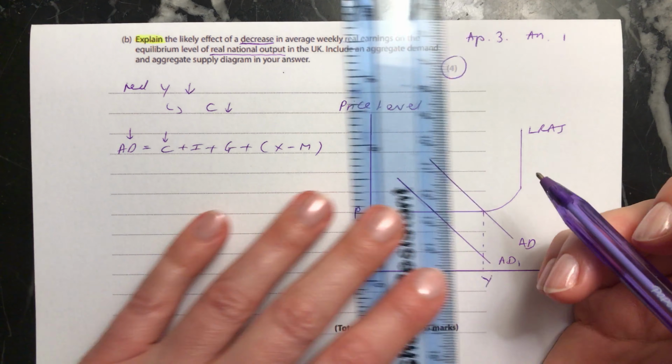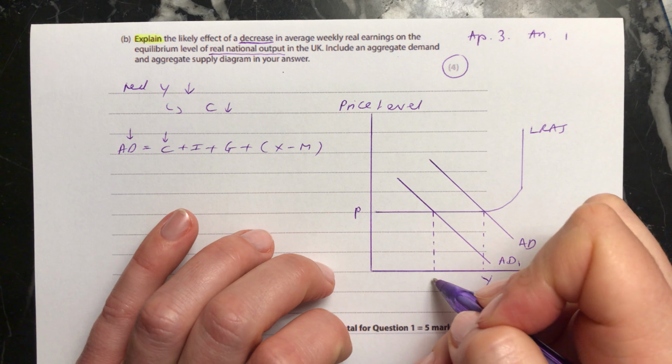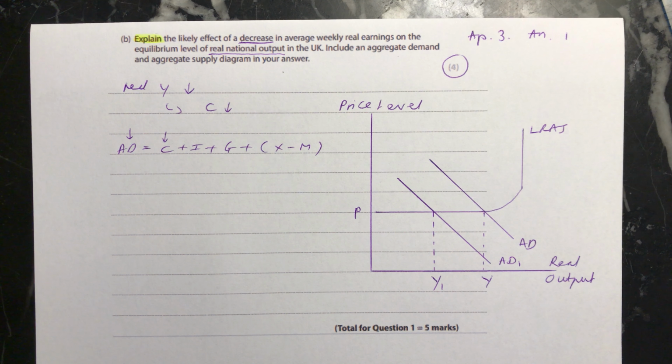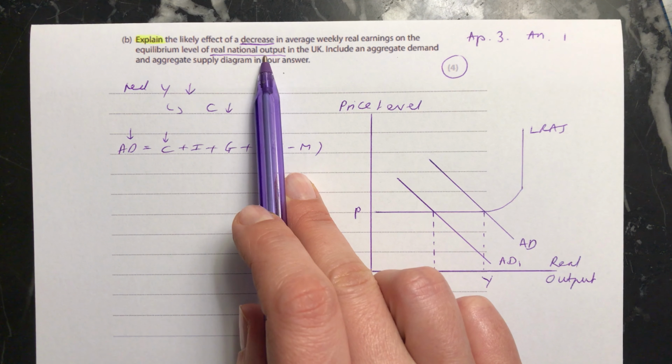And then you need to put in your new equilibrium and put in your nice clear Y1. For me, there's no change in the price level here, so you can just leave that the same. So this shows now, because it wanted to know what happens to the equilibrium level of real national output.